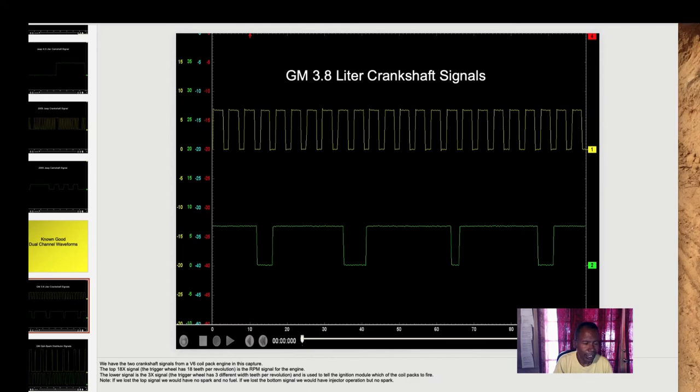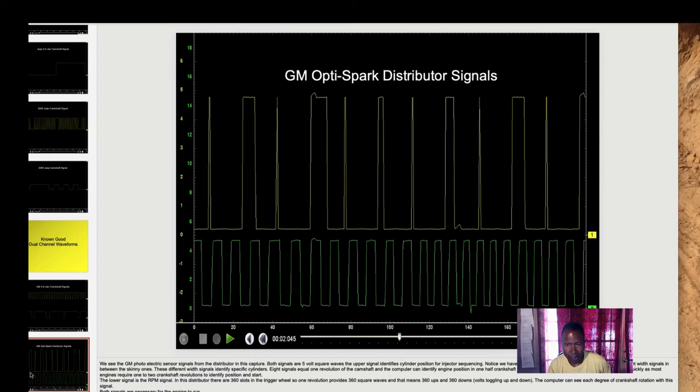What we're going to see now is the GM Audi spark distributor signal. Both of these are 5 volt square waves. This top one identifies cylinder position for fuel injection sequencing. Take a good look at this picture. We have 5 volts, a skinny signal, skinny, skinny. Look at the width of this compared to this one. 2, 3, 4. Eight signals.